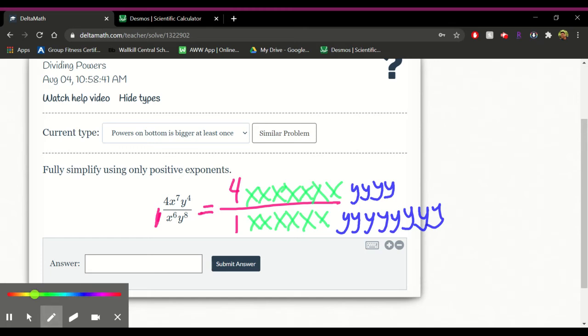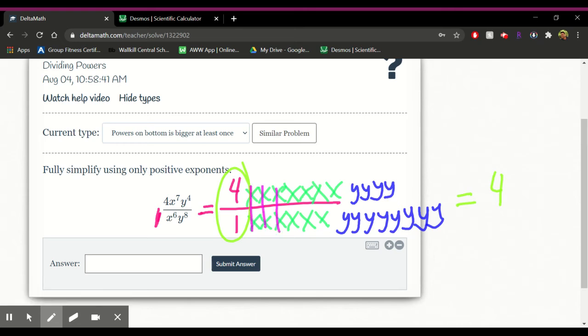Reduce the number out in front. 4 divided by 1 is 4. Okay. Eliminate the x's, right? 1, 2, 3, 4, 5, 6. And I'm left with 1x on top.